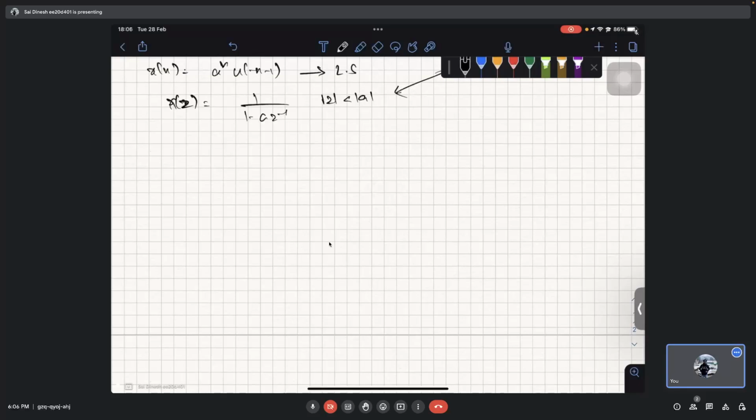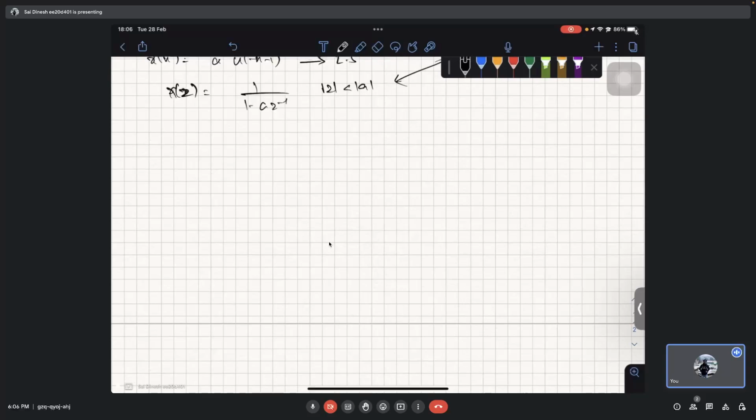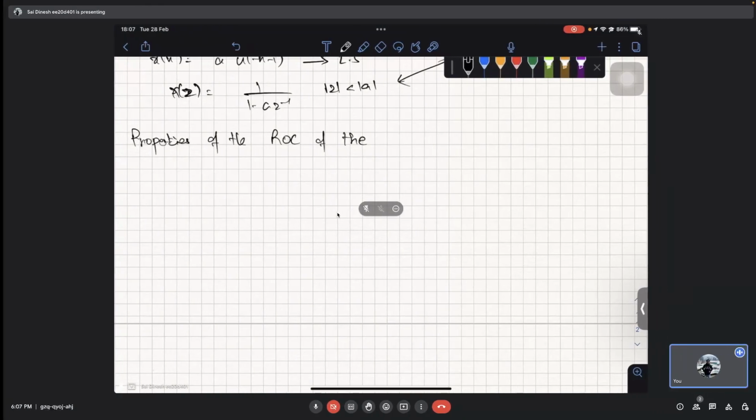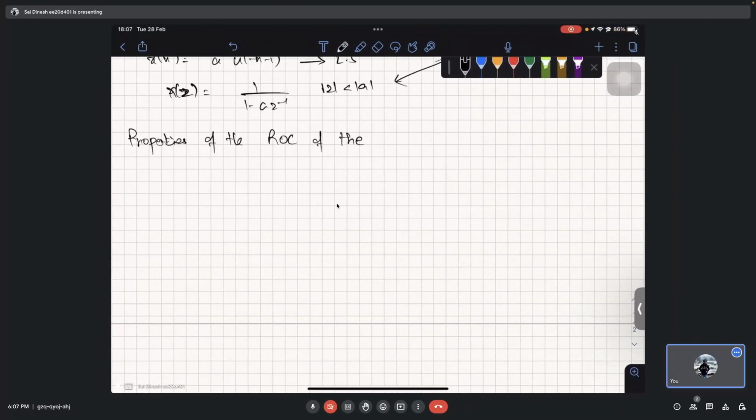Okay, let's try a few properties of the Z transform, the properties of the ROC of the Z transform.